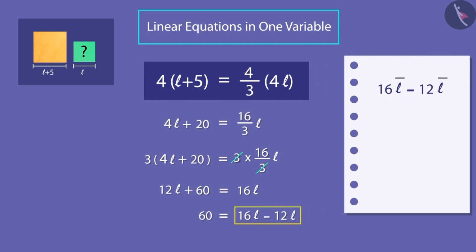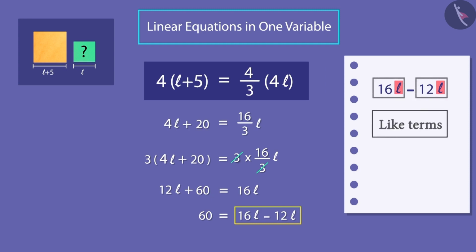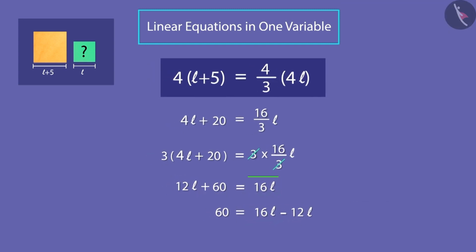The common variable in both expressions is L. We have read in the previous grades that such terms are called like terms. And we can either add or subtract them. So when we move 12L to the right side of the equation, we can subtract it from 16L because they are like terms.